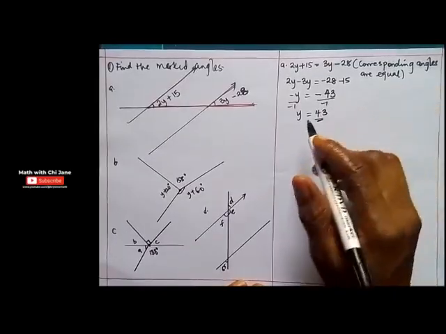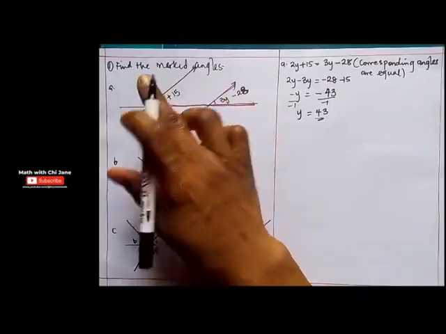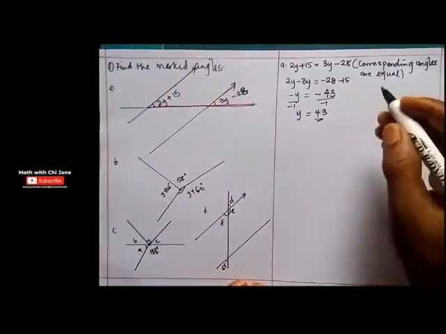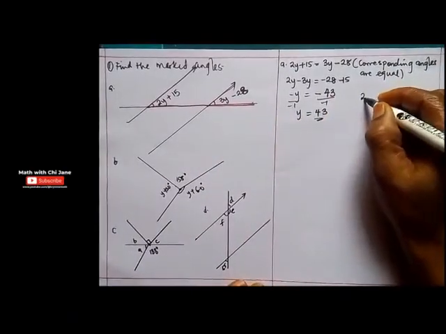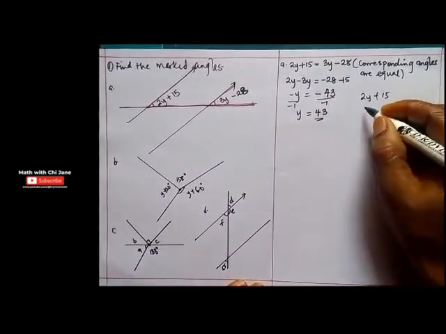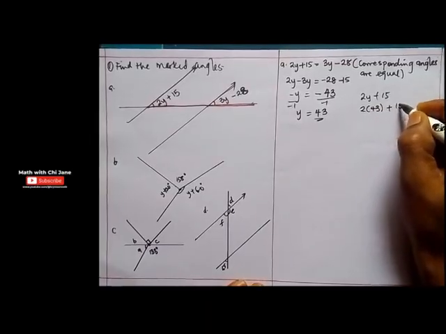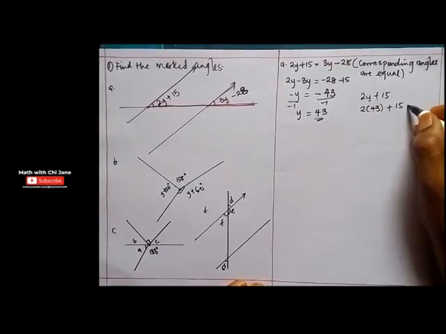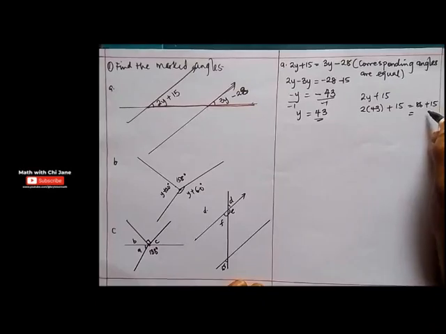So the value for y is 43. Let's substitute the value for y. For 2y plus 15, we have 2 multiplied by 43 plus 15. So this is 86 plus 15, and this is 101.